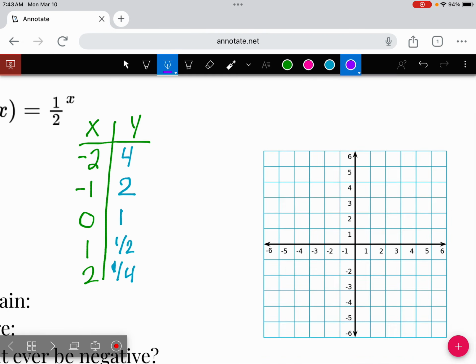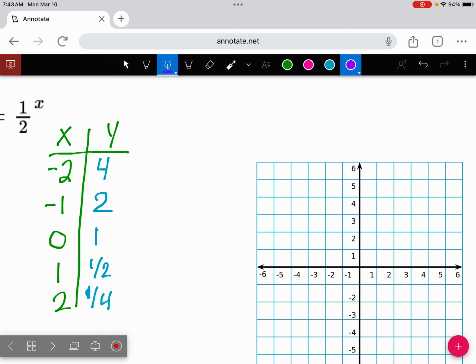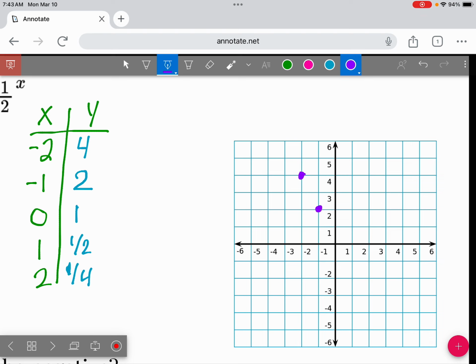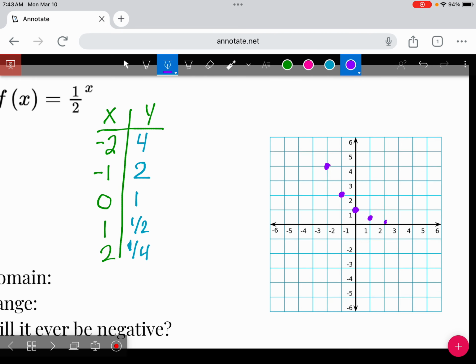So if we plot up those points, -2, 4; -1, 2; 0, 1; 1, 1/2; 2, 1/4. It's like the opposite of our first. Yeah, it looks real similar to that first one we had.